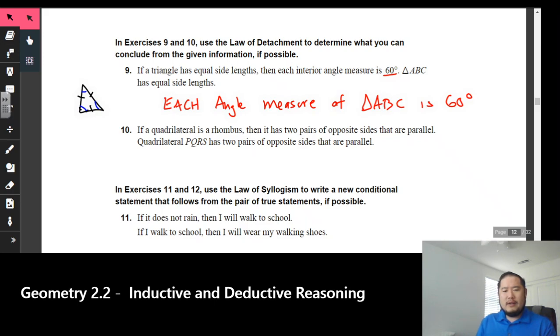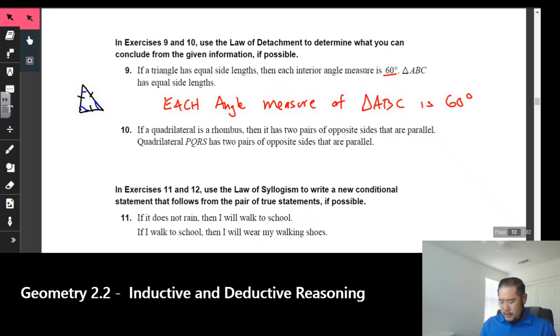If a quadrilateral is a rhombus, then two pairs of opposite sides are parallel. Quadrilateral PQRS has two pairs of opposite sides that are parallel. Now remember, when we use law of detachment, we have to think, right? If the conditional statement is true, then the conclusion is true, and it must be true for all times. Okay? You cannot come up with a counterexample right here.